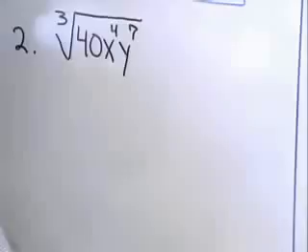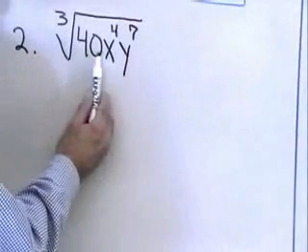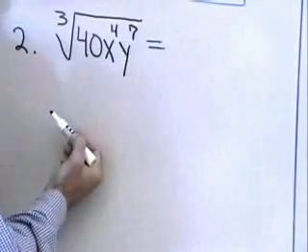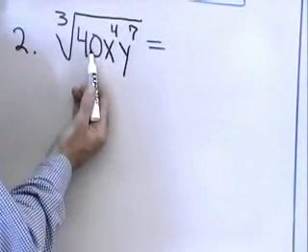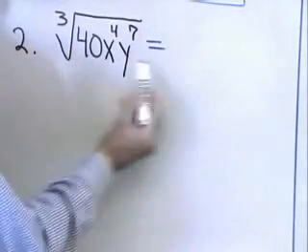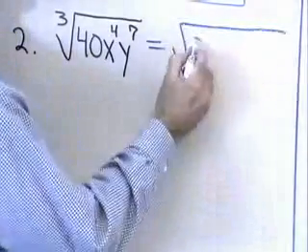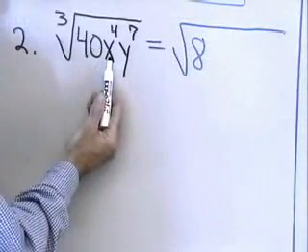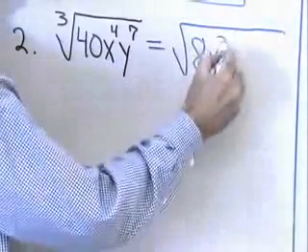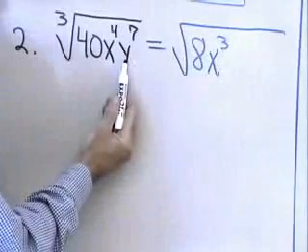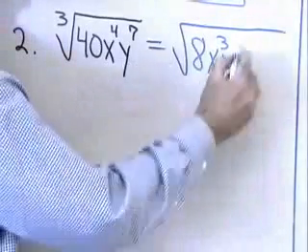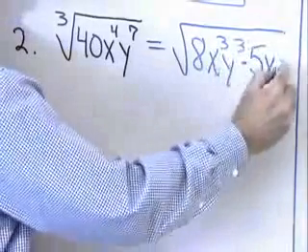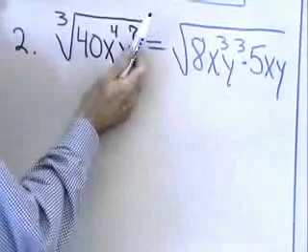Here's our next problem. Let's simplify cube root 40 x to the 4th y to the 7th. And we're going to assume again that these variables represent positive numbers. Okay, I'm looking for the largest perfect cube that divides 40. That will be 8. 8 times 5 is 40. Now, the largest perfect cube that divides x to the 4th is x cubed. The largest perfect cube that divides y to the 7th is y cubed.